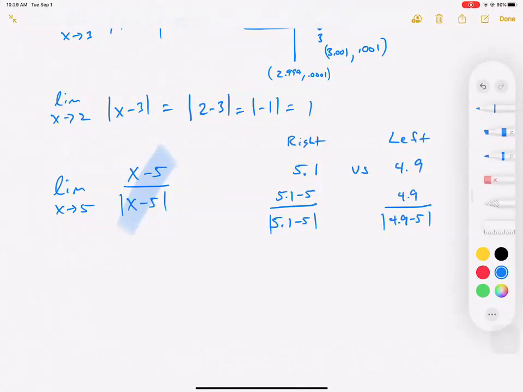Because 5.1 is bigger than 5. 4.9 is less than 5. So this is going to be 0.1 over, okay, 5.1 minus 5. That's going to be a positive 0.1. On the right side here, sorry, on the left side, which is the right side, that gives us, oops, I forgot to minus it, negative 0.1 over negative 0.1 absolute value.